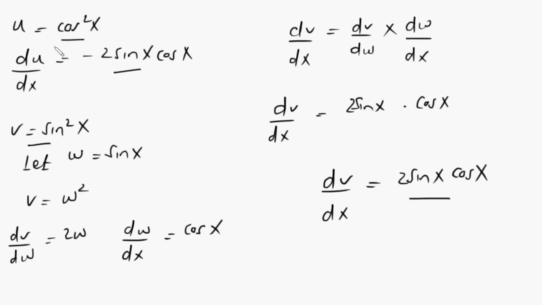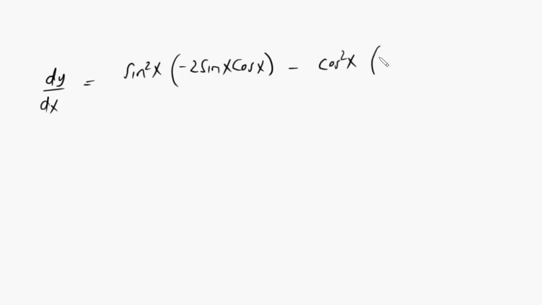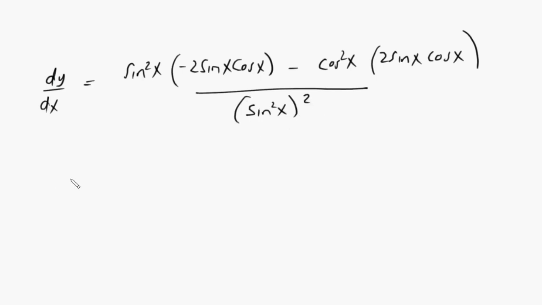Because this is dv dx, this is v, and this is du dx, this is u. Now I can use my quotient rule kwa raha. So my dy dx now will be equal to v, ambayo ni sin squared x, times du dx ilikuwa negative 2 sin x cos x, toa u ni cos squared x times huyu ni 2 sin x cos x, over huku chini ni sin squared x squared. Hii ni v squared.